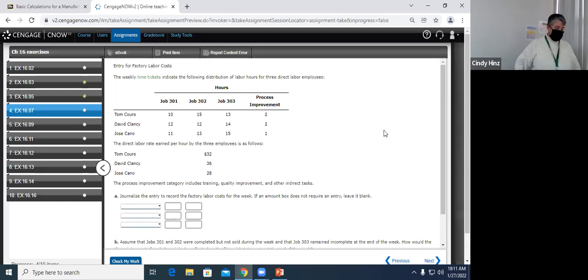They may even be going that far to be as precise as possible to make sure that they're accurately capturing their costs. What is our time being spent doing during the workday? And so we have 3 employees here. They're assigning their time to 3 different jobs, and some of their time is spent on indirect tasks. And we have a description here of what that included during this week. Training, quality improvement, and other indirect tasks.